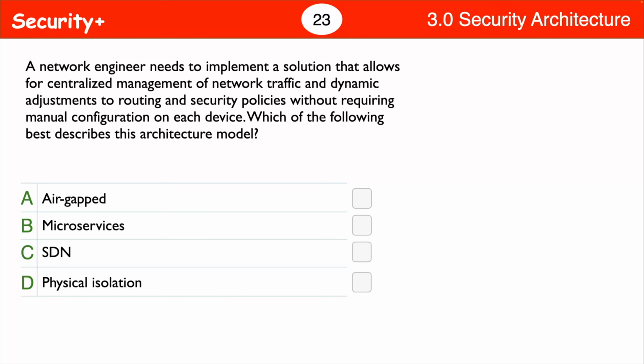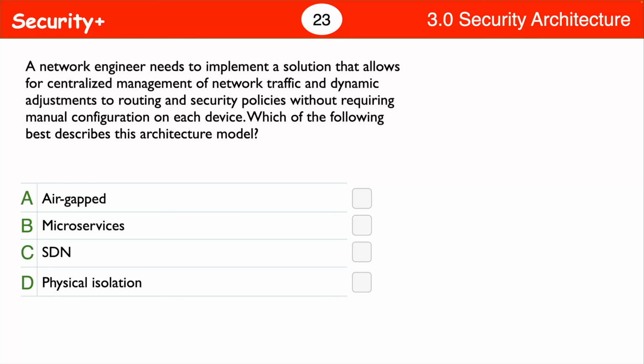Question 23. A network engineer needs to implement a solution that allows for centralized management of network traffic and dynamic adjustments to routing and security policies without requiring manual configuration on each device. Which of the following best describes this architecture model? A, air-gapped, B, microservices, C, SDN, or D, physical isolation?